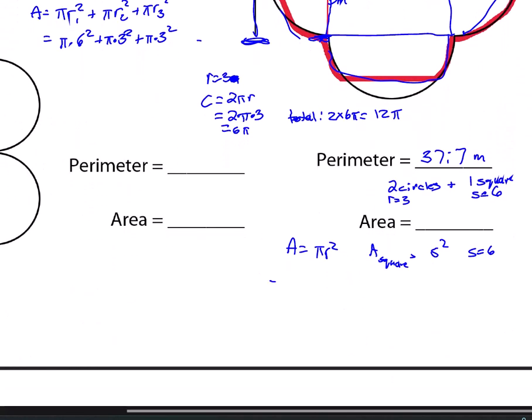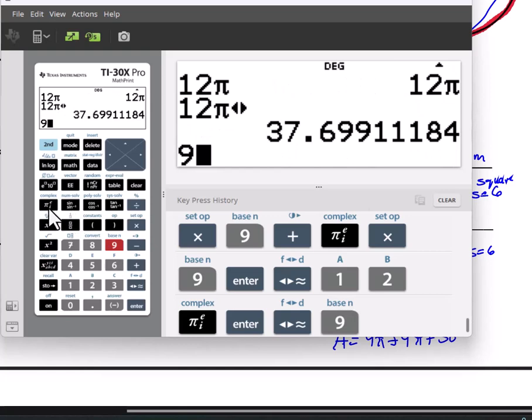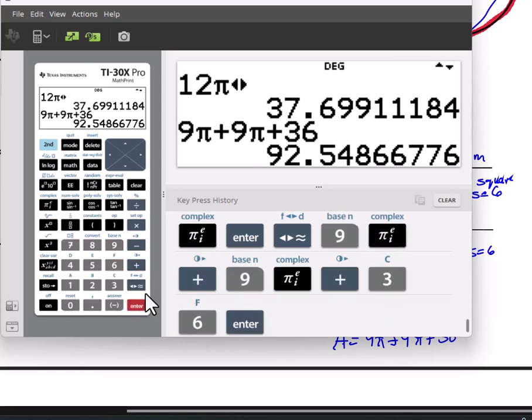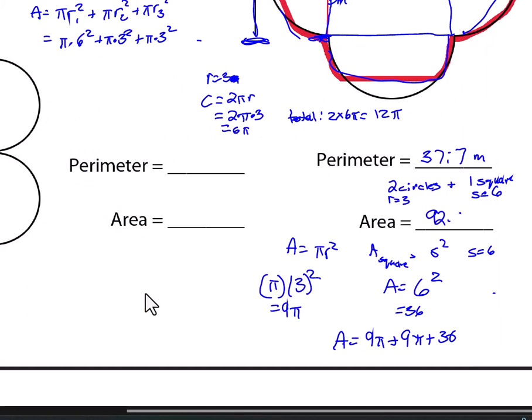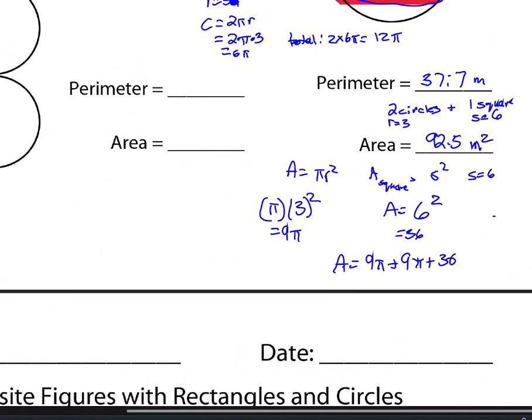So for each circle, we'll have pi times 3 squared, which is 9 pi. But we have two circles, so we'll keep that in mind. For the square, the side is 6, so the area is 6 squared, which is 36. So our total area is going to be 9 pi plus 9 pi plus 36, which is 92.5 meters squared, if our units are meters. Yep, that's right.